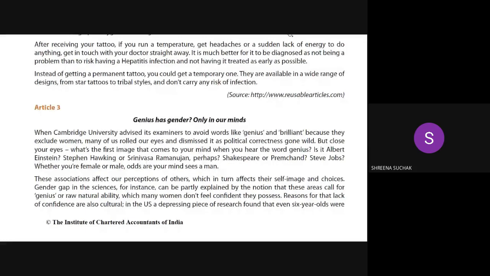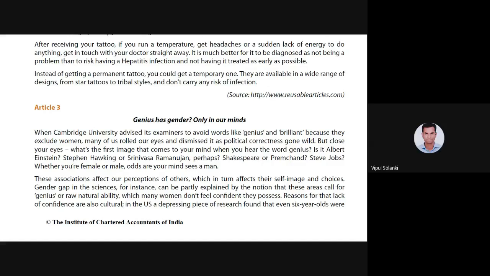Yes. When Cambridge University advised its examiners to avoid words like genius and brilliant because they exclude women, many of us rolled our eyes and dismissed it as political correctness gone wild. But close our eyes, what's the first image that comes to our mind when you hear the word genius? Is it Albert Einstein, Stephen Hawking, or, sir, can you pronounce this name?